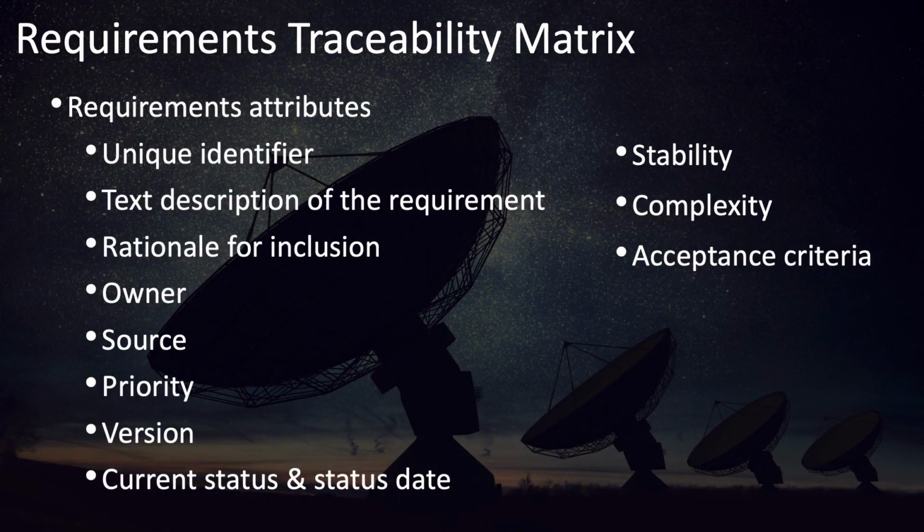Here is a list of attributes that should be included for each requirement in the requirements traceability matrix. Each requirement should have a unique identifier. It's very common to have requirements that are similar enough that they can be confusing and that key stakeholders could think you're talking about one when you're talking about another. So it's important for you to have a unique identifier for each requirement.